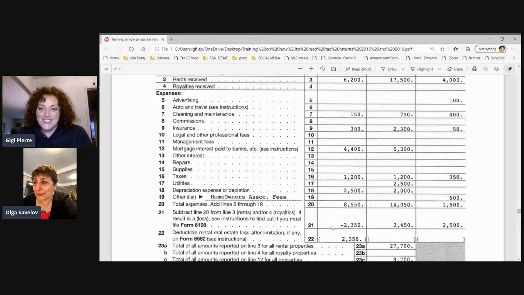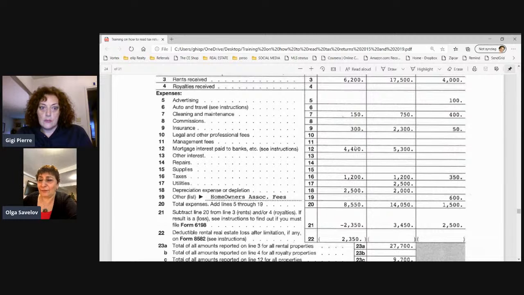Then we're going to add the mortgage, which is line 12. If taxes and insurance are paid through the mortgage, as shown in the mortgage statement, we're going to add line 12. We're going to add taxes, line 9 for insurance, and line 18 for depreciation. So that's going to be our income.